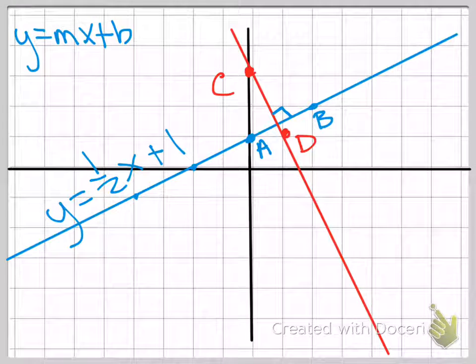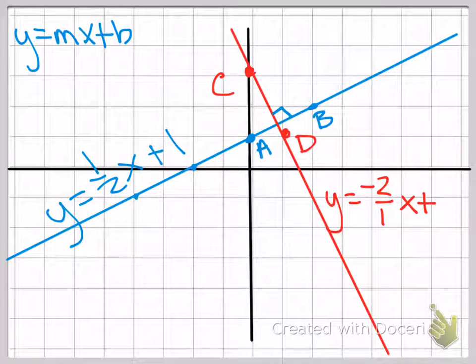Lorelei, what is the equation of the red line? Not 1 over 2. It is negative, and it does involve a 1 and a 2, but not in the way you said it. You got it. And what's our y-intercept? Very nice.